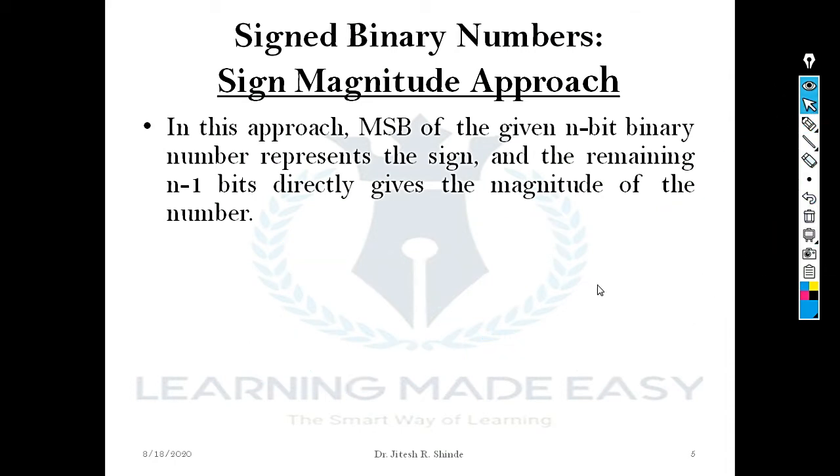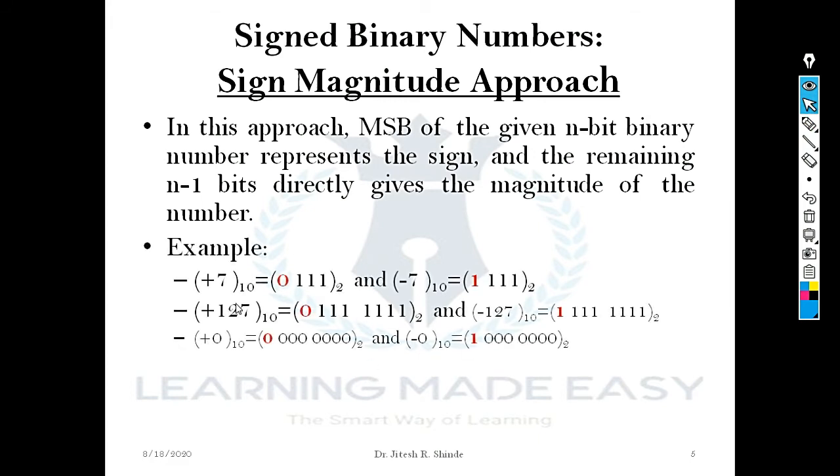Further examples, plus 7. The number is positive, so 0. The remaining bits represent the magnitude. Here we are using the knowledge of the 4, 2, 1 code. 4 plus 2, 6, 6 plus 1, 7. So the answer here is 0, 1, 1, 1 to the base 2. Minus 7. The number is negative, so MSB bit 1. The remaining bits represent the magnitude, so 1, 1, 1. Plus 127, we need to write here.